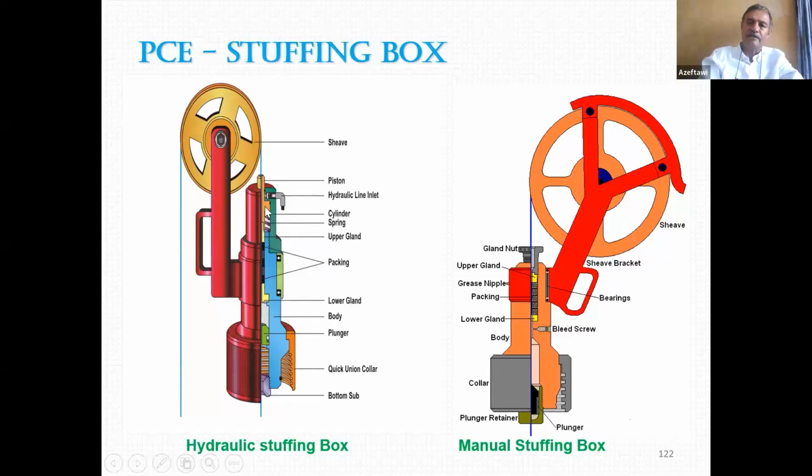Here you have piston and cylinder. So the piston moves downward, squeezing the packing on the rubber, on the wire to make the seal. This is how the seal works. Here we have a safety device. We call it plunger.